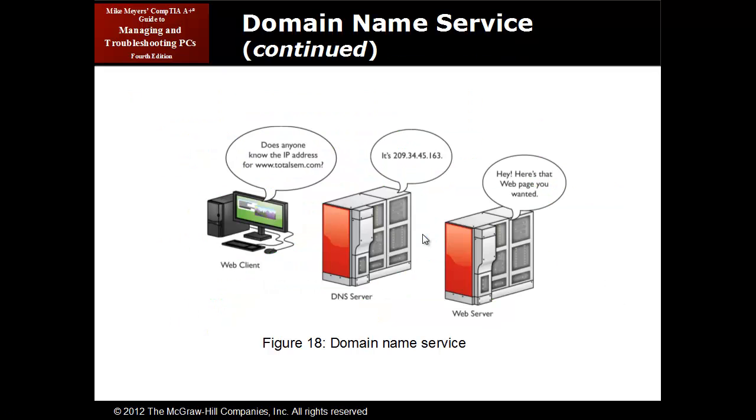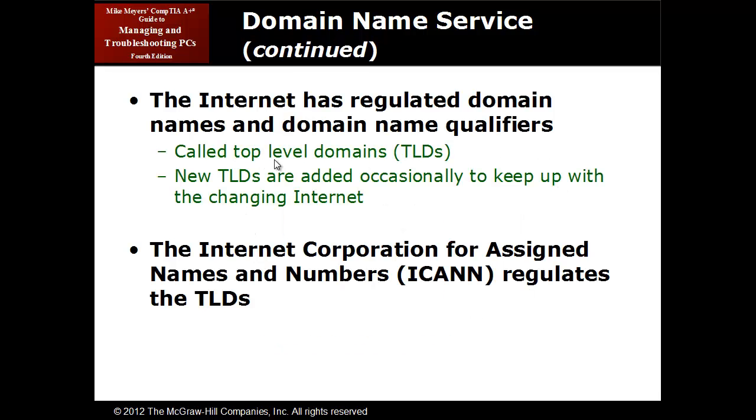Here's kind of a picture of that. Does anyone know the IP address of totalsem.com? Here's the example of it. It's 209.34.45.163. That goes back to here. This number gets put inside that frame, and now the web client is able to connect to the web server directly because it has its number now. We can see some of this.